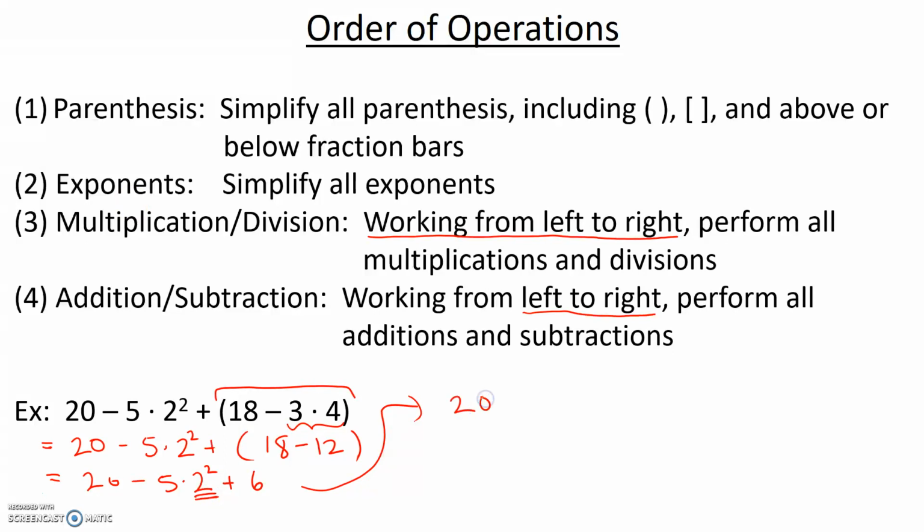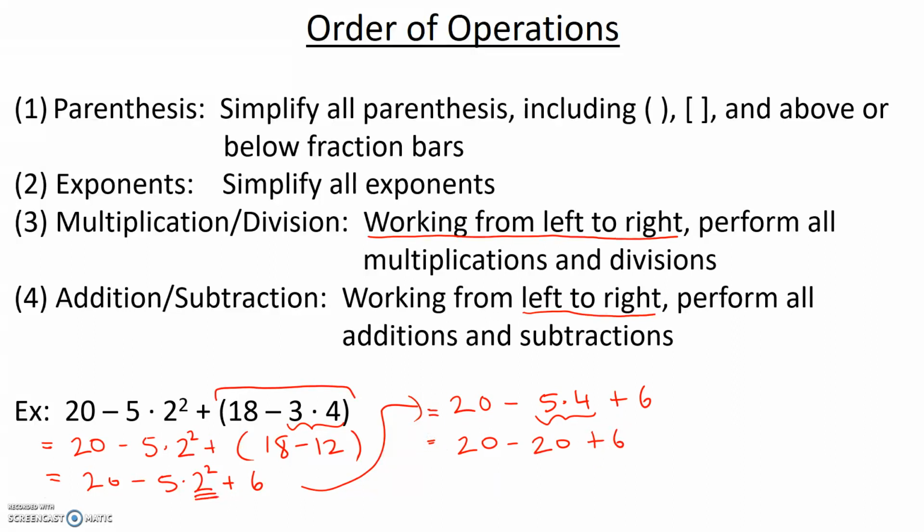So we will rewrite this as 20 minus 5 times 4 plus 6. We've simplified parentheses, we've simplified exponents. Working from left to right, perform all multiplications and divisions. We do have a multiplication, which is 5 times 4. So working from left to right, we have 20 minus 20, plus 6.